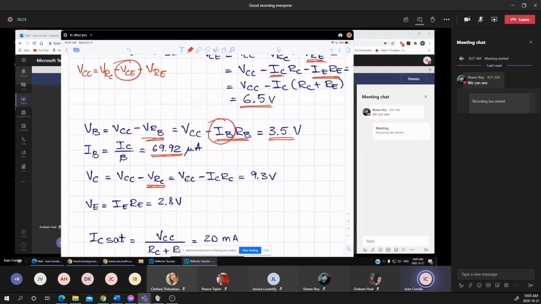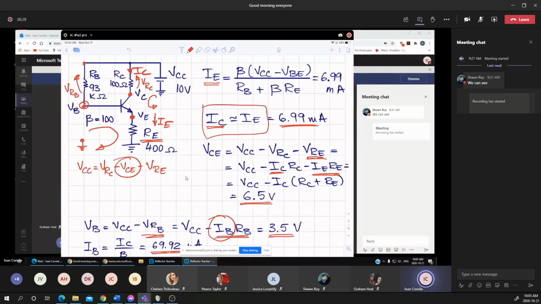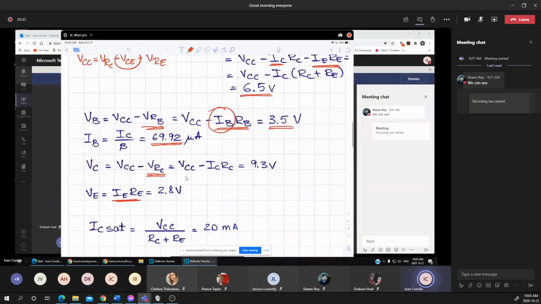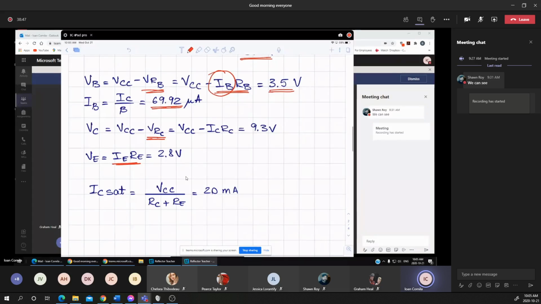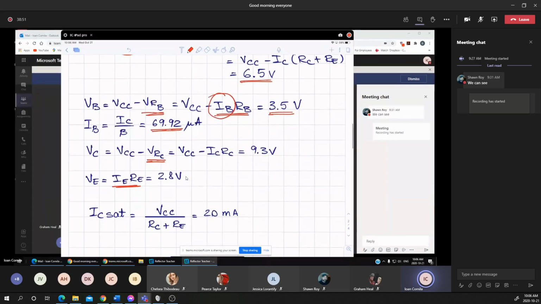That's the emitter voltage, the VE with respect to ground. You notice that it's actually the voltage across the RE. That's the VRE, which is equal to the current that flows through it, which we just determined in the first step. That's 6.99 multiplied by the resistance value, which is 400 ohms, makes 2.8 volts.